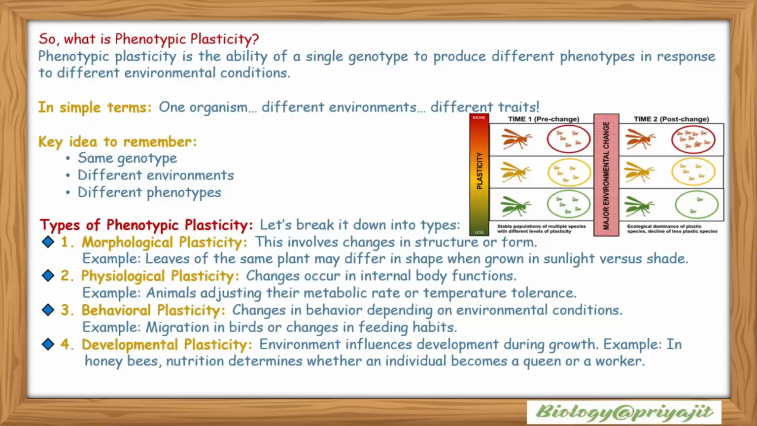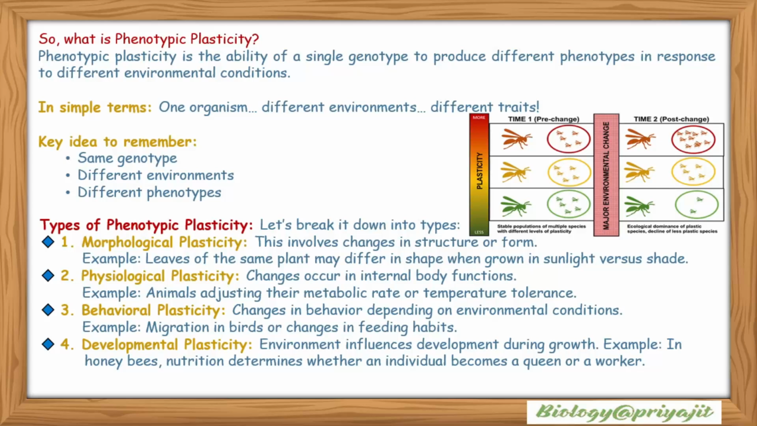So there are four types of phenotypic plasticity. Let's break it down into types. Morphological plasticity, that is the first one. This involves change in structure or morphology or form. Example, leaves of the same plant may differ in shape when grown in sunlight versus shade.